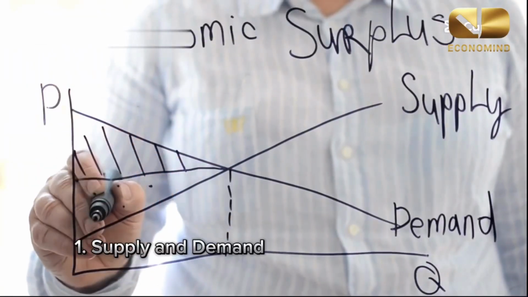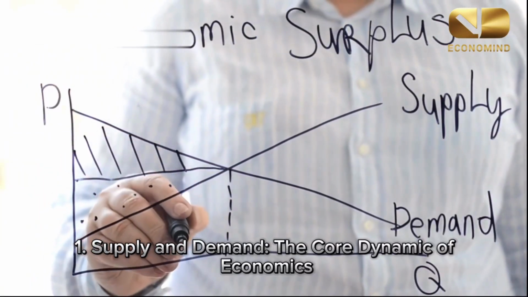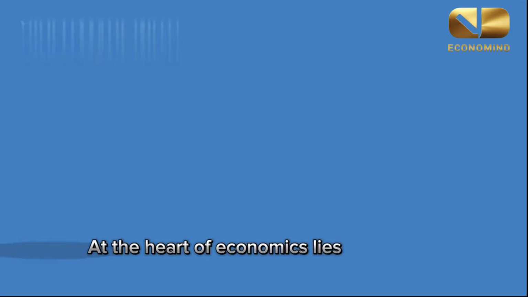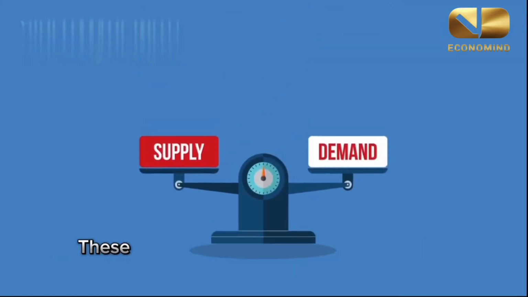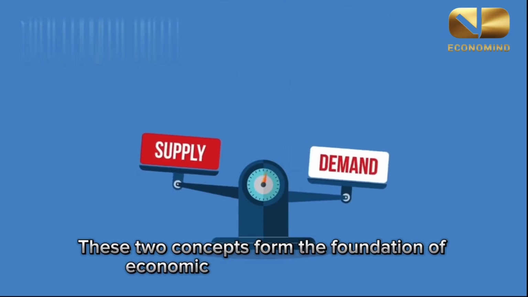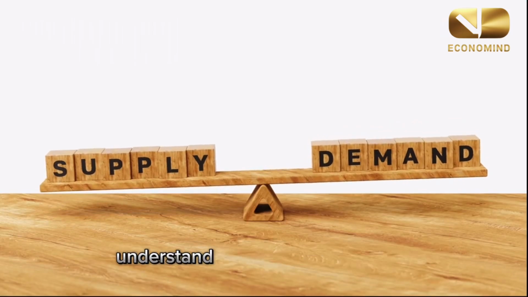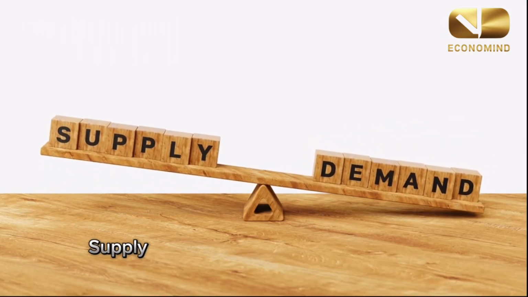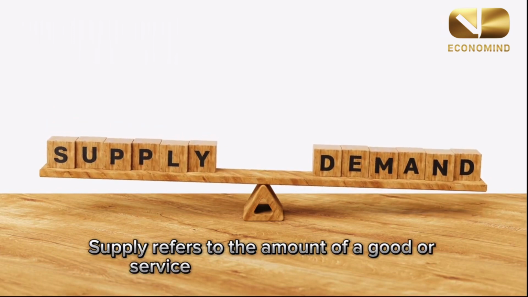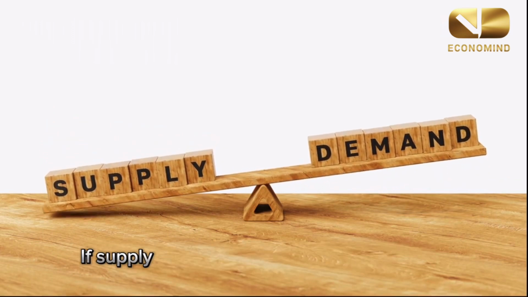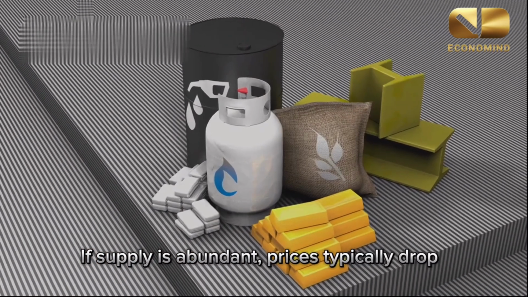1. Supply and demand. The core dynamic of economics. At the heart of economics lies the supply and demand law. These 2 concepts form the foundation of economic decisions and help us understand how markets function. Supply refers to the amount of a good or service available in the market. If supply is abundant, prices typically drop.